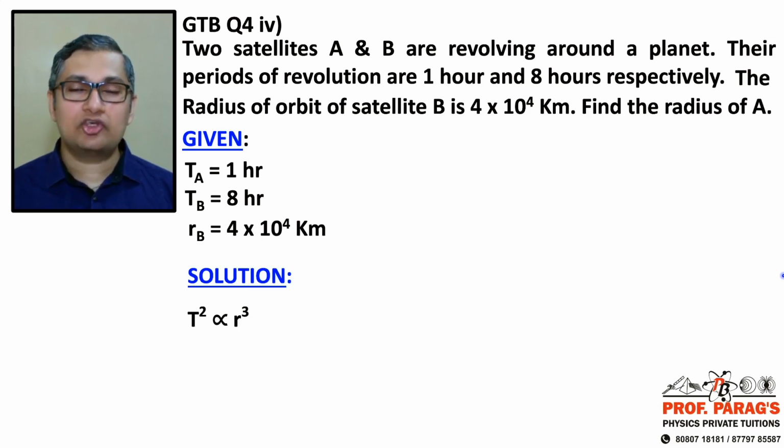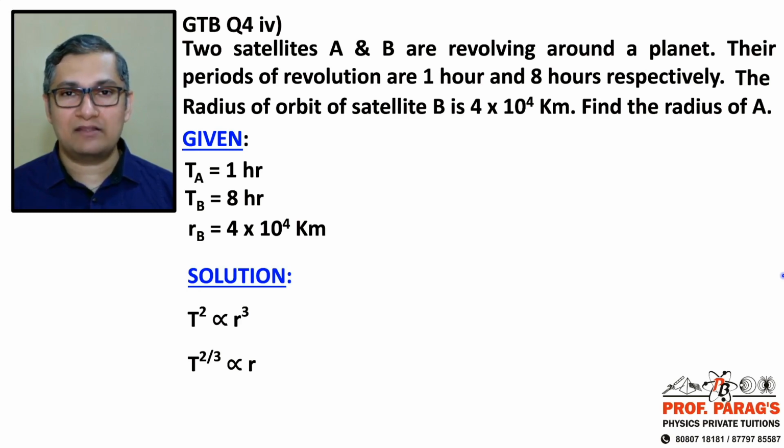So let us take the cube root on both sides, raised to 1 by 3. If we take the cube root of r cube, we get r raised to 3 into 1 by 3, so the 3 cancels off and I get r raised to 1. But T square will become T raised to 2 by 3, since 2 into 1 by 3 is 2 by 3. So T raised to 2 by 3 is proportional to r, or in other words, the radius is proportional to T raised to 2 by 3.